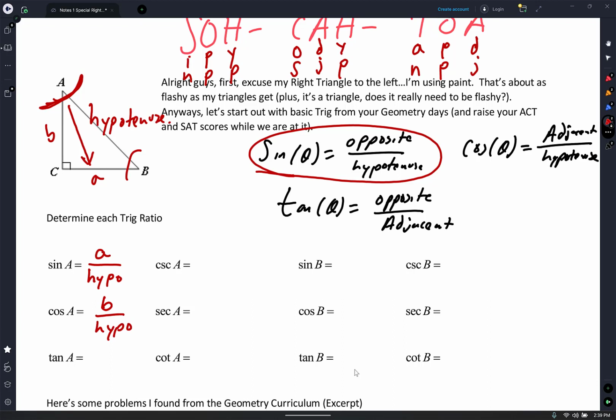So B over hippo. Are we still okay, guys? All right, tangent. Opposite over adjacent. So we're going to say A over, what do you guys think? Yeah, A over B. Done, that's it. What do you guys think?